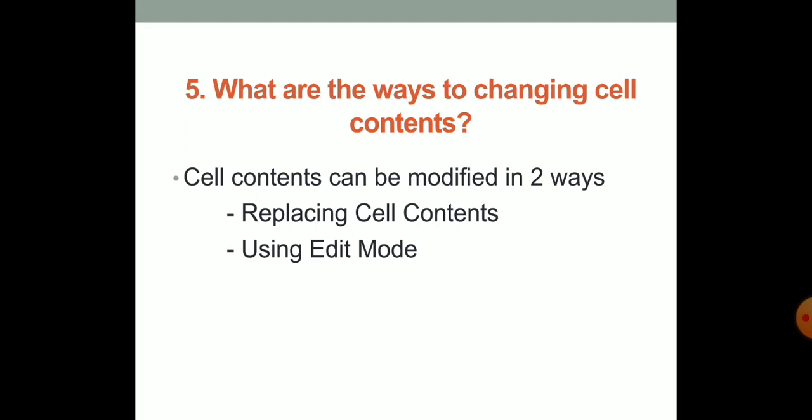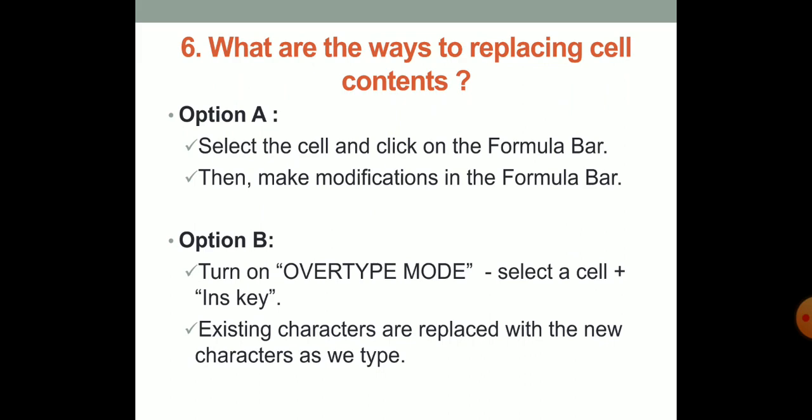Then coming to the sixth question. What are the ways to replace the cell contents? How are we going to do the replacement? So first you select the cell and click on the formula bar. You start typing the new contents in the formula bar. That will be directly reflected in the cell. So what is the first option? How to replace. So first select the cell and click on the formula bar.